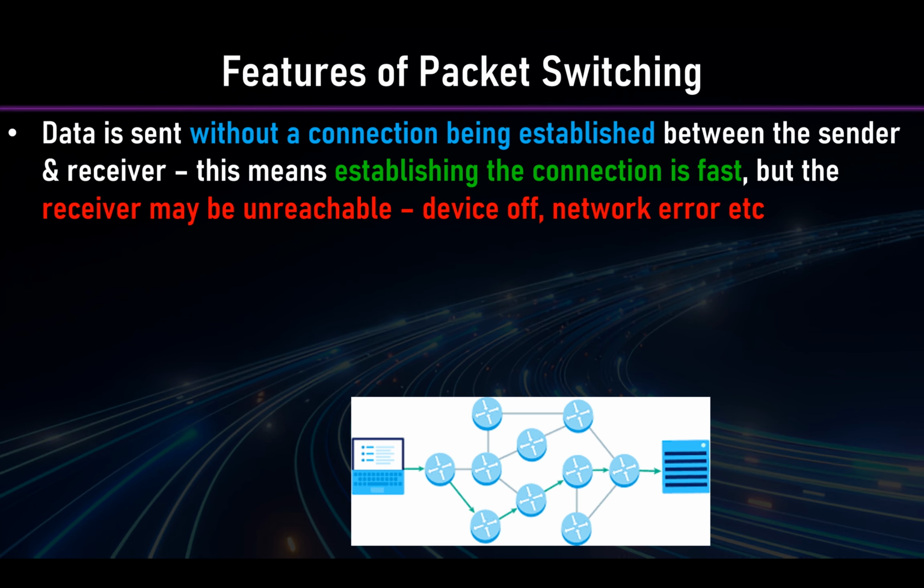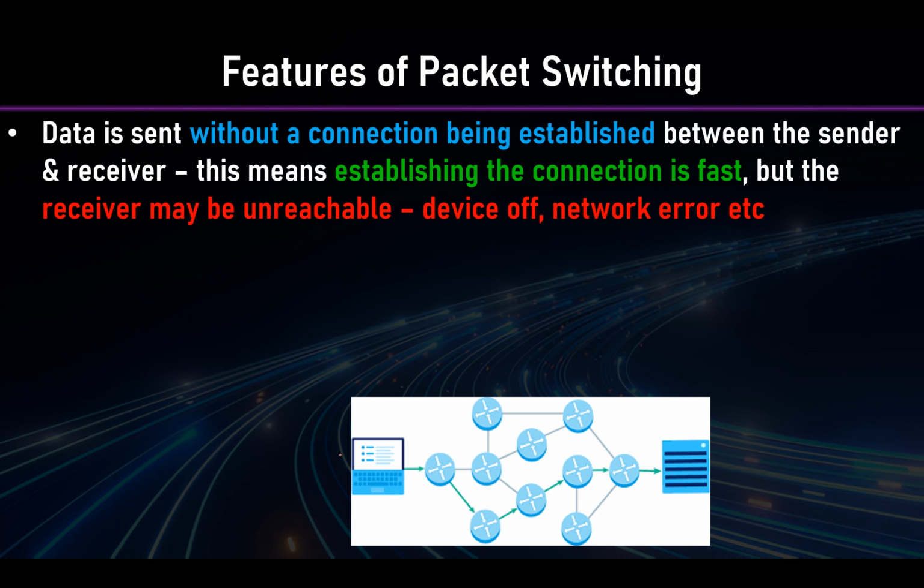Right, so features of packet switching. Data is sent without a connection being established. So we can say this is a connectionless transmission method between the sender and receiver. This means that establishing the connection is fast, but the receiver may be unreachable, for example, the device is turned off, or there's a network error.